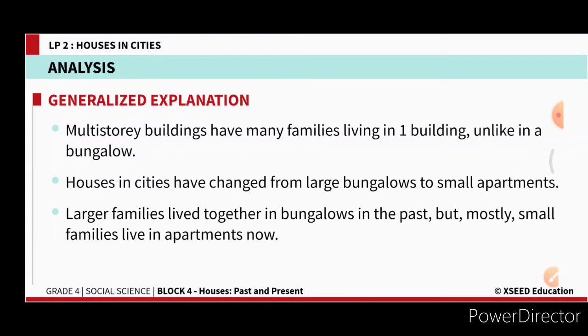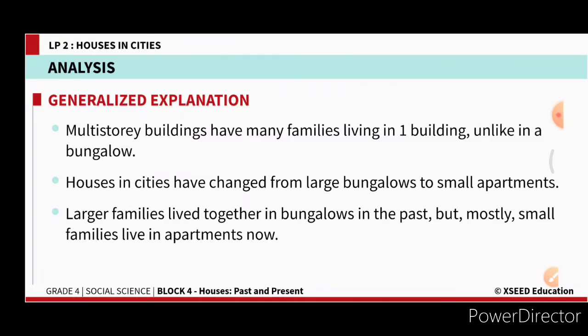Multi-story buildings have many families living in one building, unlike in a bungalow. In each apartment, the flats, different families will be living. So many families in a multi-story building, but not in a bungalow, right? In a bungalow, one family can live.